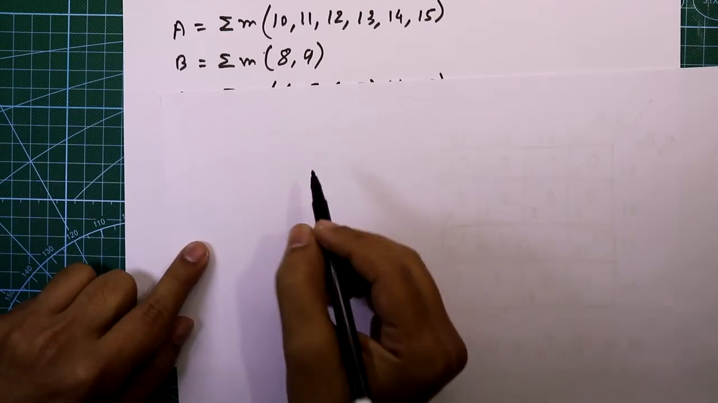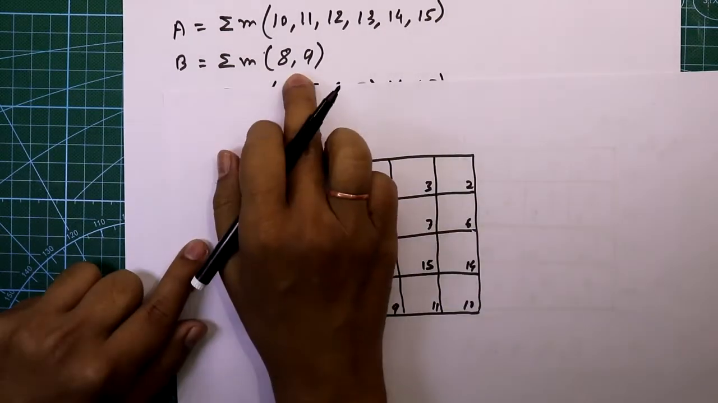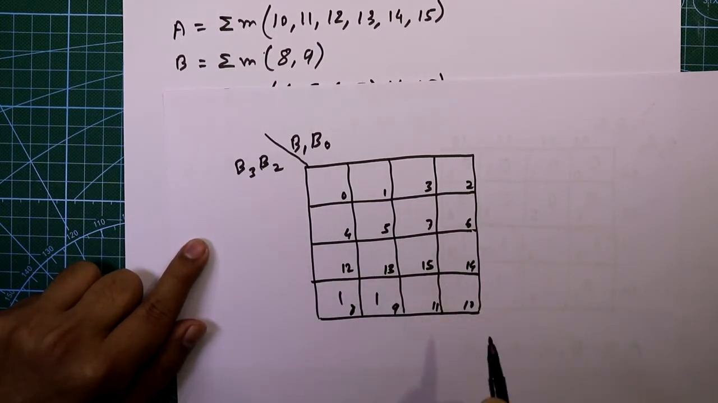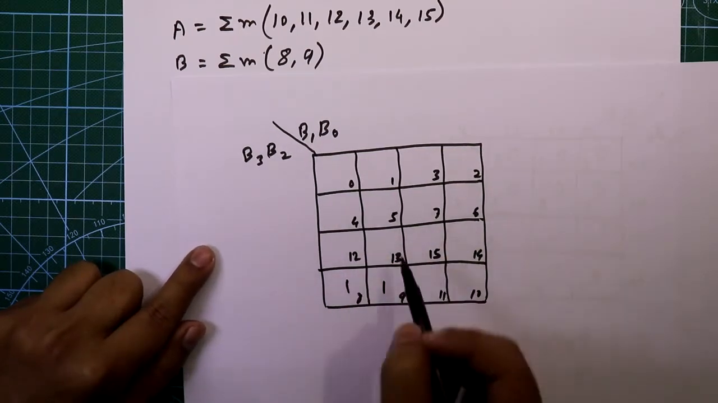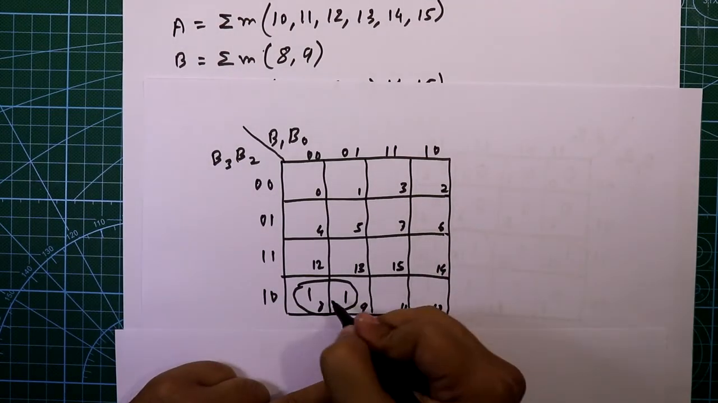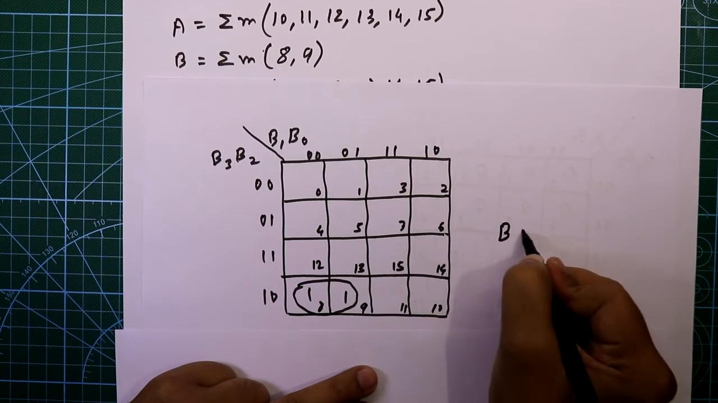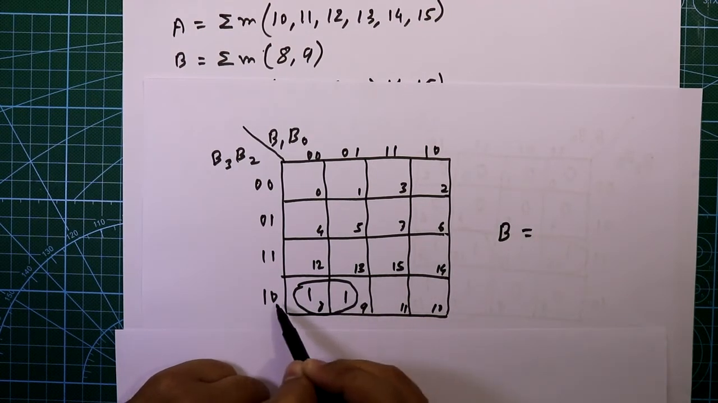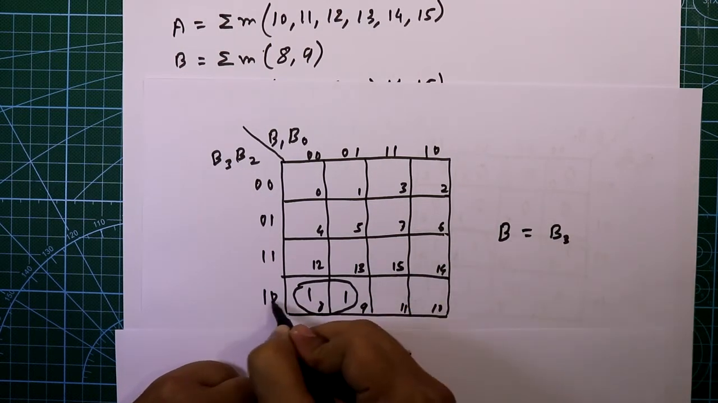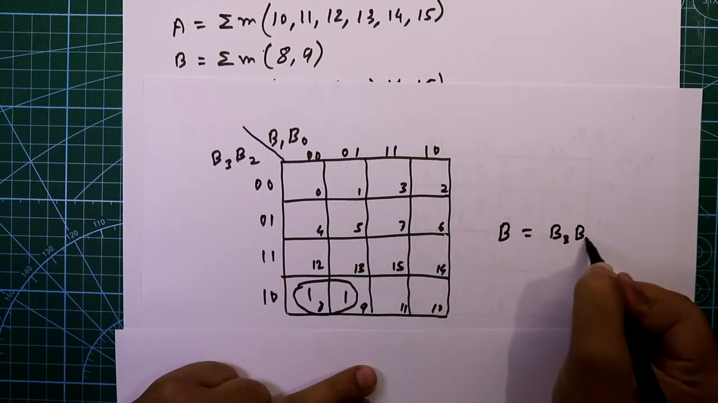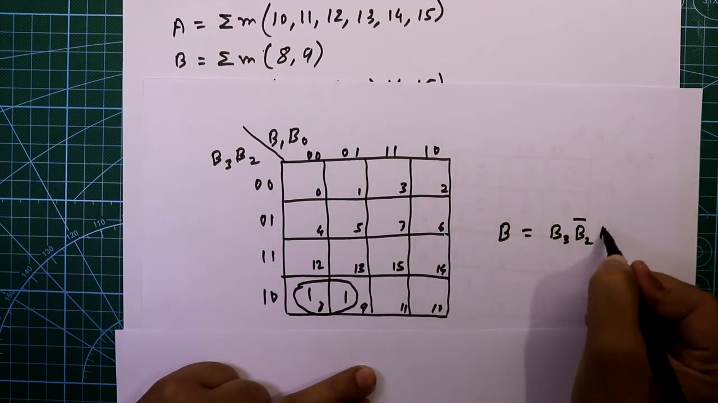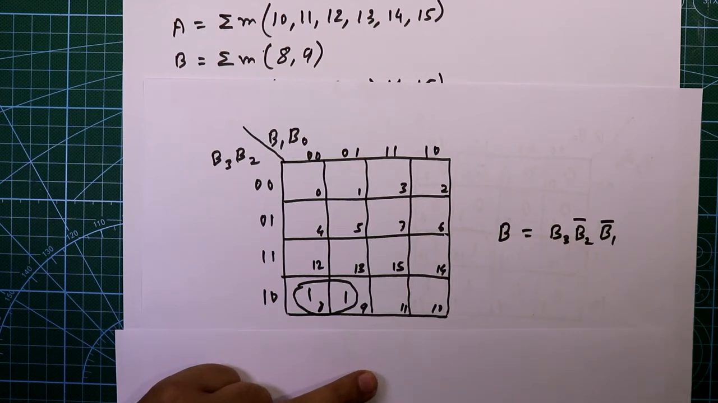Now do it for B. B equals 8 and 9. So only 8 and 9. Rest are 0. So I'm not writing all the zeros, only making these two groups. Now from this group, 1 and 0 are common on this side, so B3. 0 is common, so B2 bar, and on the top side this 0 is common, so B1 bar. Okay, make it for C.